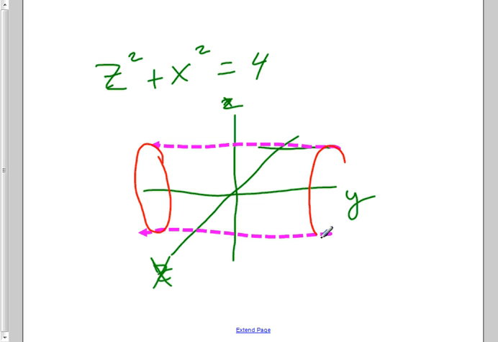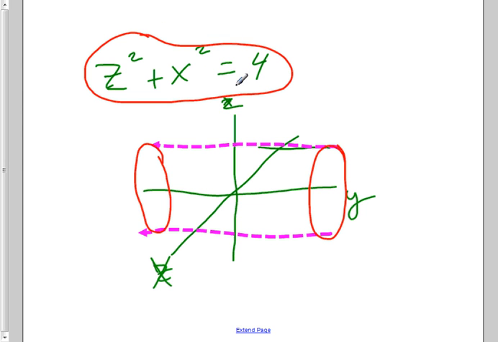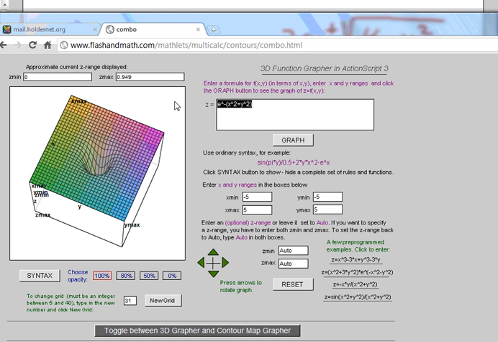That has a radius of 4. And how we could enter this into our calculator, because we need to have it be z equals, we'd say z equals plus or minus the square root of 4 minus x squared. So let's see what that looks like. Z equals square root of 4 minus x squared. I'm not doing the plus or minus.